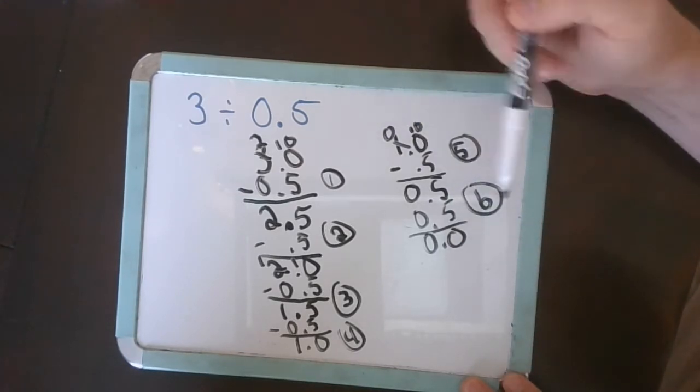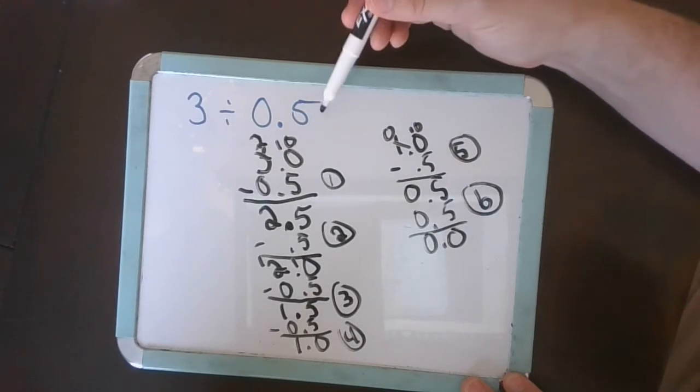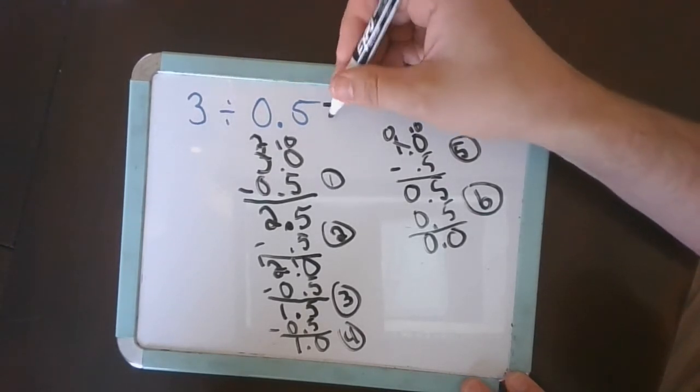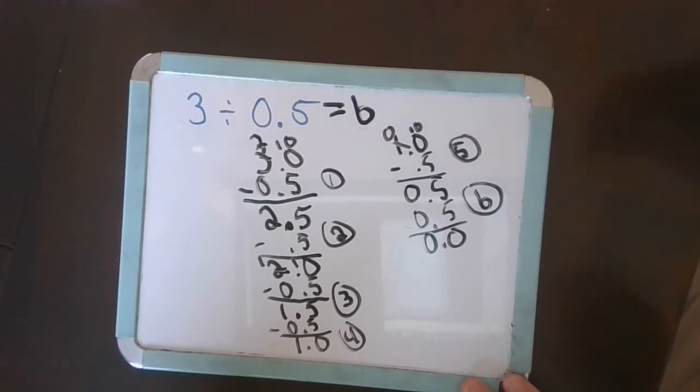So there are 6 groups of 5/10 inside of 3. So 3 divided by 5/10, there are 6 groups in there. That's how I could do it. Okay, and we could take a look at another one.